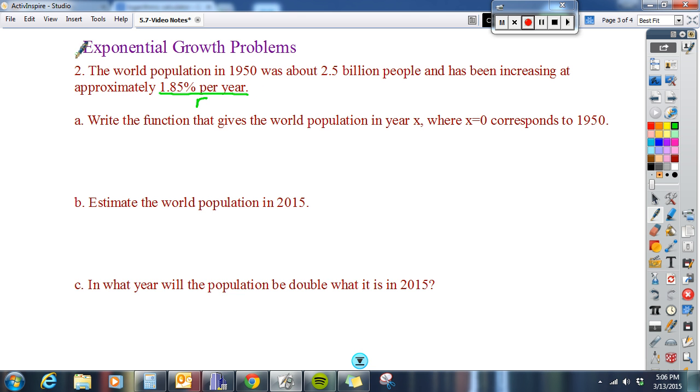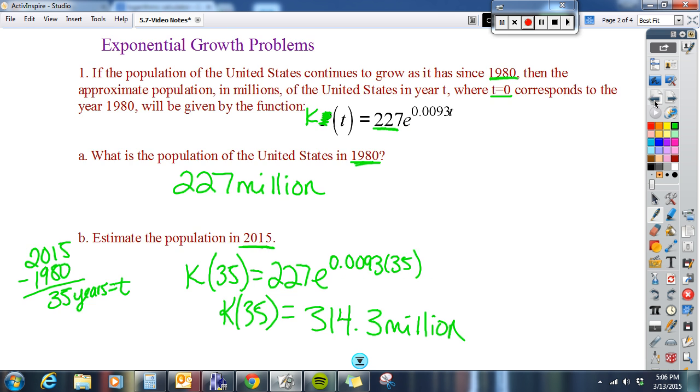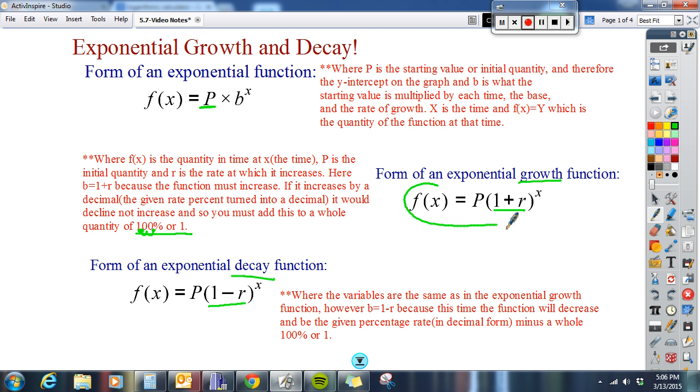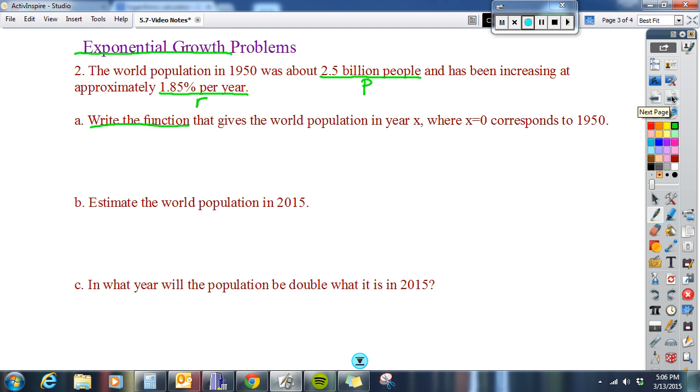We're thinking back to this exponential growth function, because now you'll notice in A it says write the function, so we have to actually create our function equation. And you'll also notice that this 2.5 billion is going to be our P, or our initial value. So if you remember back to our exponential growth function here, we're going to use this one, so we can plug in what we know. So we have f of x equals P, our initial value is 2.5, times 1 plus the rate.